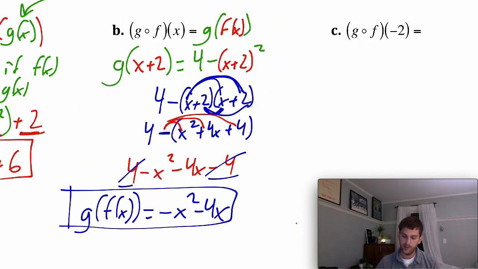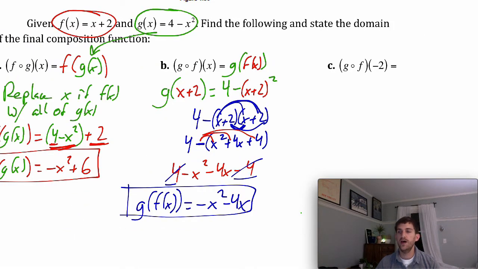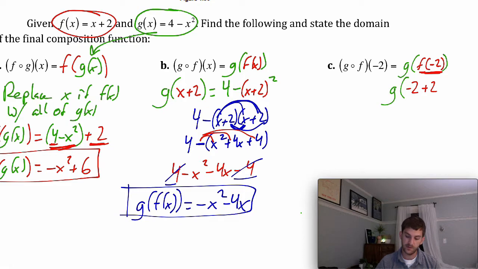Last one of this type, letter C, we're doing g of f of negative 2. So this time we're actually going to plug in a value to show what it looks like. So again, using this more familiar notation, we'll do g of f of negative 2. So we're going to plug in negative 2 into function f first. So I'm going to leave the g outside alone. So f of negative 2, this guy right here, means we're going to plug in negative 2 into the function. So it'll be negative 2 plus 2. So we plugged it into function f.